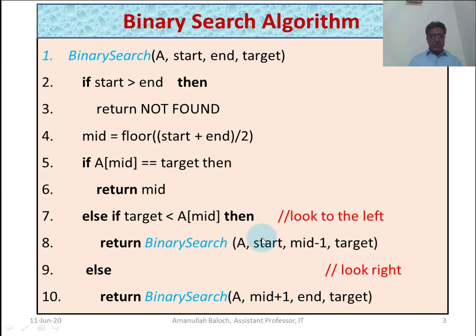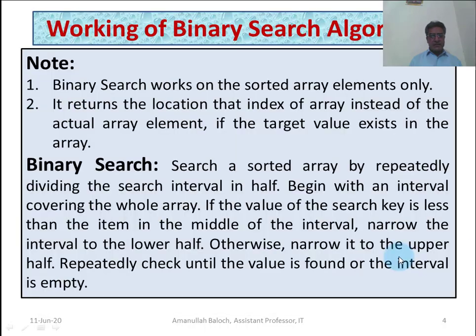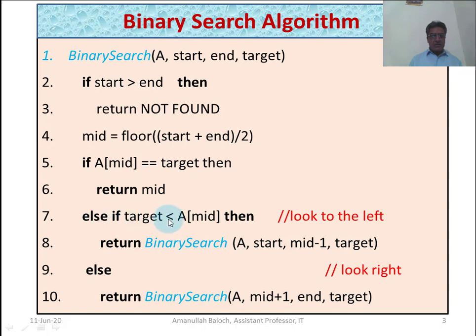So what does the computer do? As you know, it is a recursive algorithm. Here the binary search algorithm is called again. This algorithm calls itself and sends the array, the start value and the mid. Let's suppose there were 1 lakh elements in an array. Then the mid is equal to 50,000, and the computer will send the start value because the target value is less than A of mid.